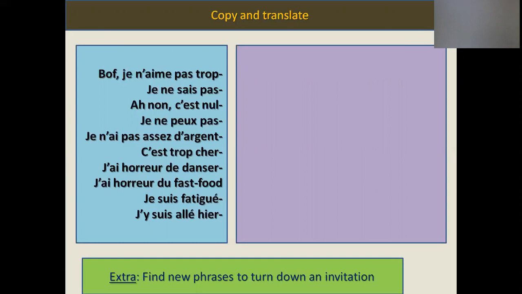Extension, find new phrases to turn down an invitation. Off you go. You can use WordReference. You are not allowed to use Google Translate. Pause now to do the task and I will continue.